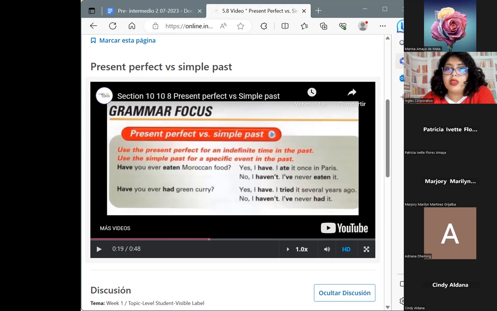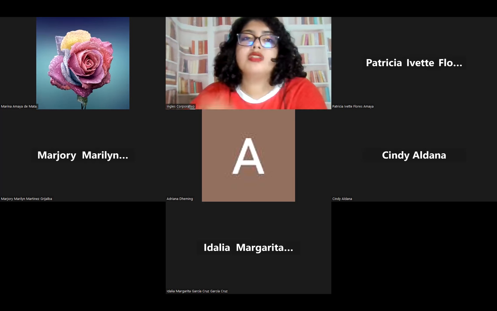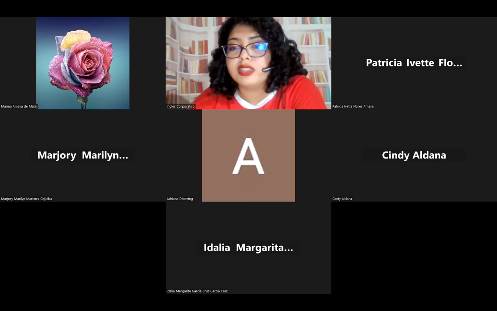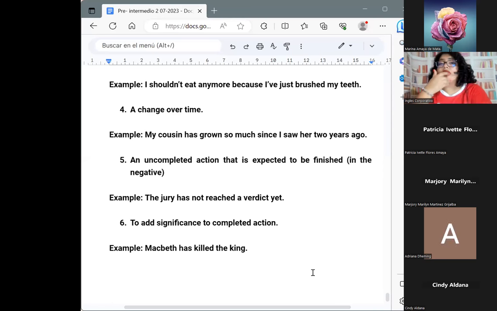Now, we are going to have the review of the first of the sections. We're going to call these sections of the past tense, not the simple tense. We are going to begin talking about the past tense, and we are going to begin with the simple past. Vamos a empezar con el pasado simple.